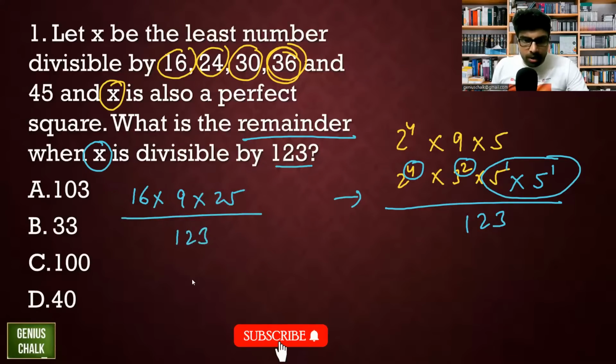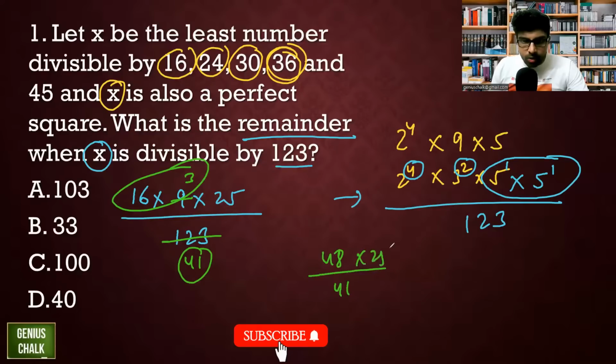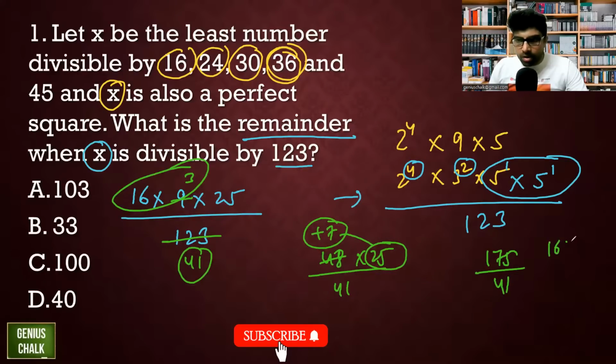So first of all, let's make it short. We can cancel this. It is 3 4s, 3 1s, and 3 3s. This becomes 48, right? When 48 is divided by 41, and in the second case 25 is divided by 41, this becomes plus 7, right? So this becomes 25 into 7, that is 175. If you divide it by 41, 41 4s are 164 and it becomes 165. So 11 will be left.